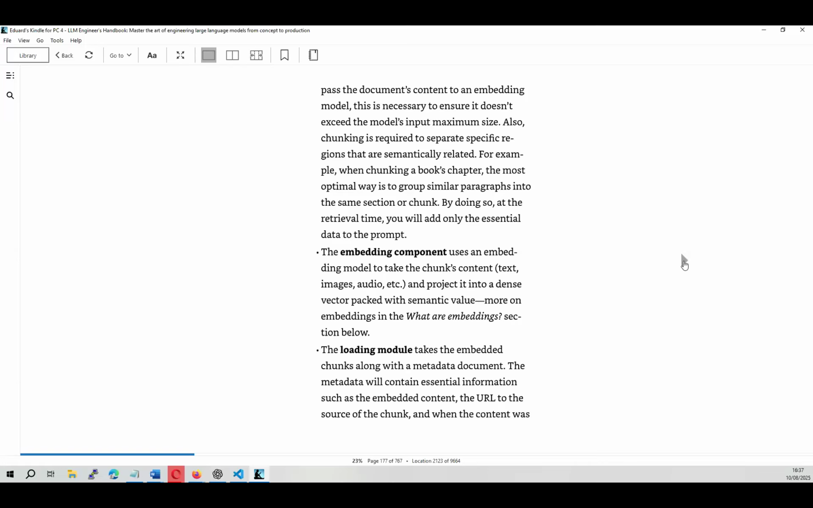Okay, so the second important topic is this chunking module, which splits the document into smaller ones. And I will share with you a list with all the embedding models and their size.